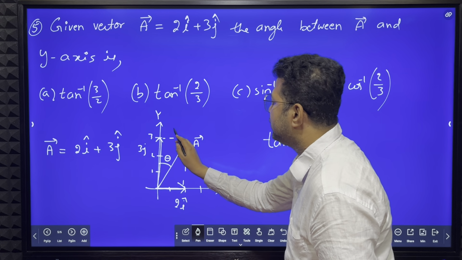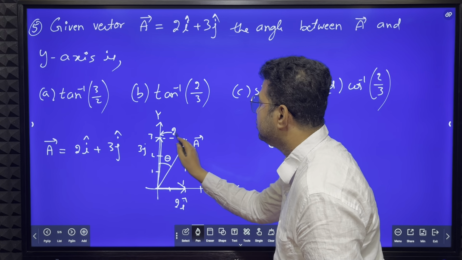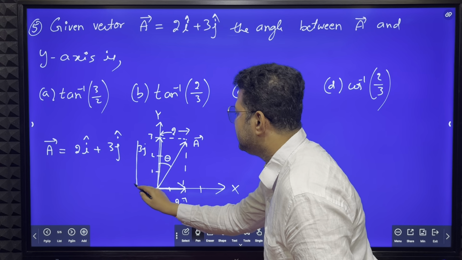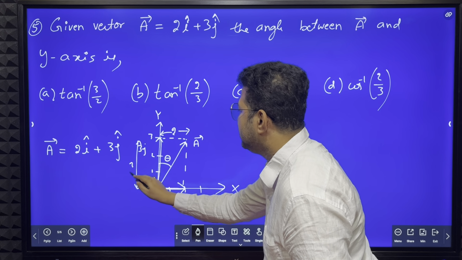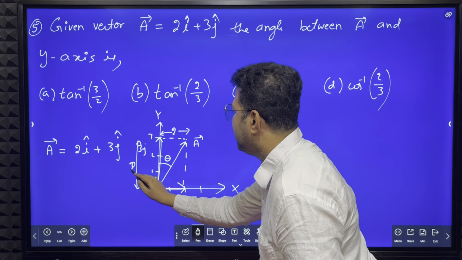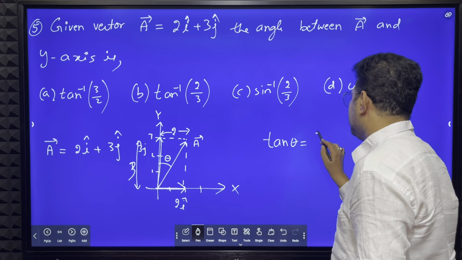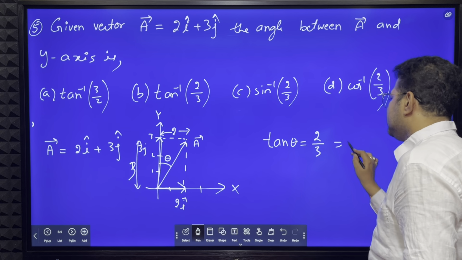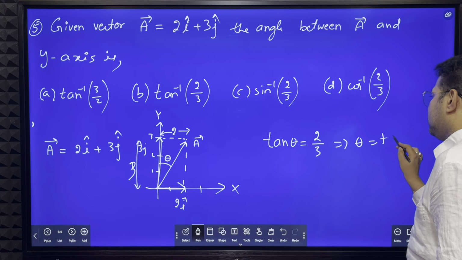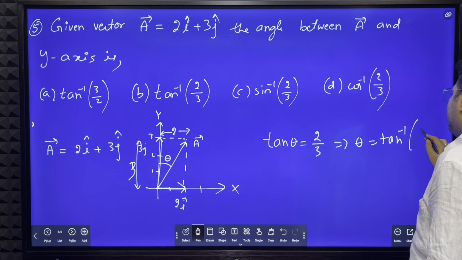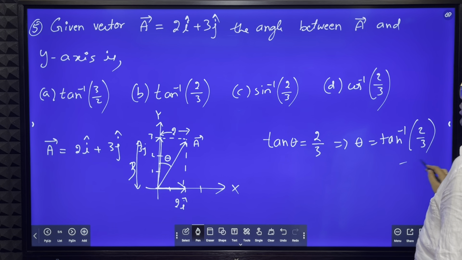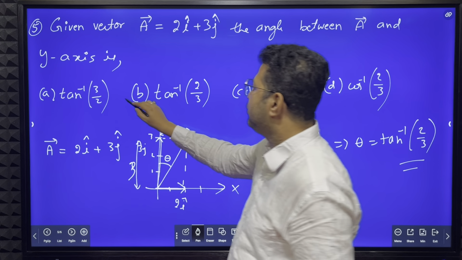What is this opposite side? What is the length of this? Length of this is 2. Correct. Now what is the length of this? Length of this is 3. Opposite side by adjacent side, so tan theta equals 2 by 3. This implies theta equals tan inverse of 2 by 3.